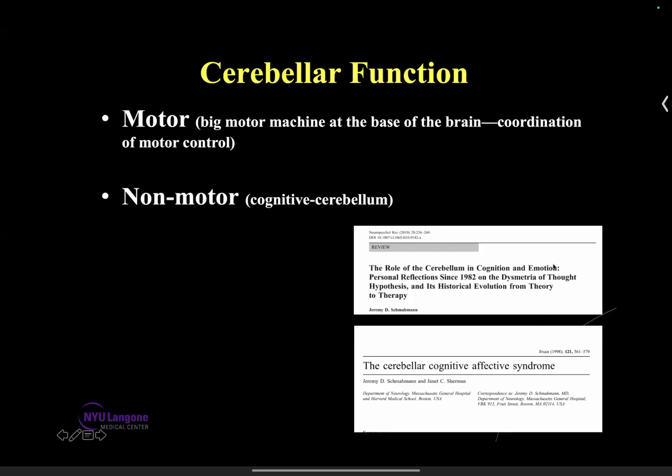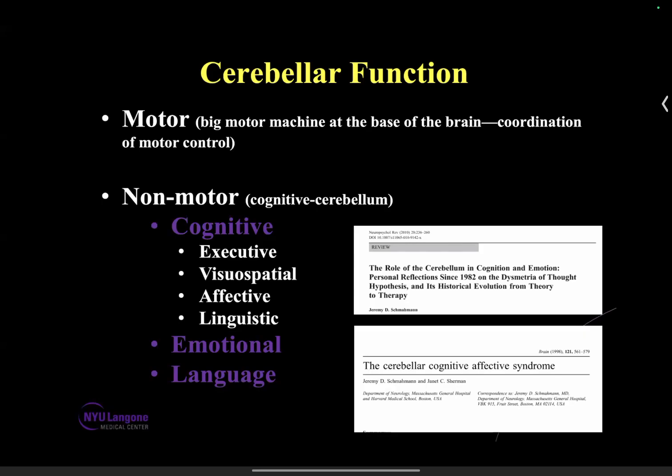He is the one who has done most of these very beautiful papers about the role of cerebellum beyond the motor function, into cognition and emotion. So if you want to read more about that, so cognition, cognitive functions, emotional, and language. Language is very, very important. Again, very well connected to the cerebellum from the cerebrum, and these are cognitive functions. These executive functions, visuospatial, affective, and linguistic.